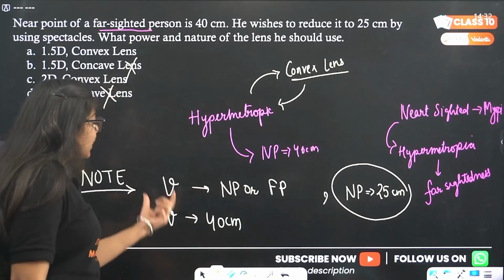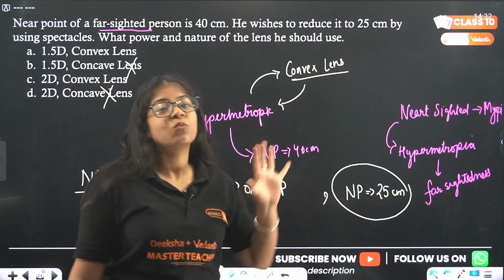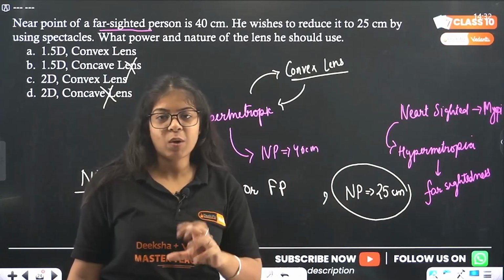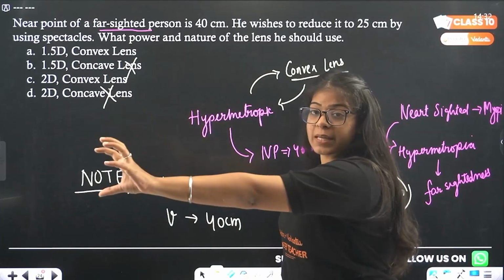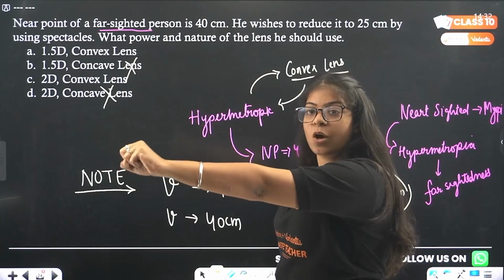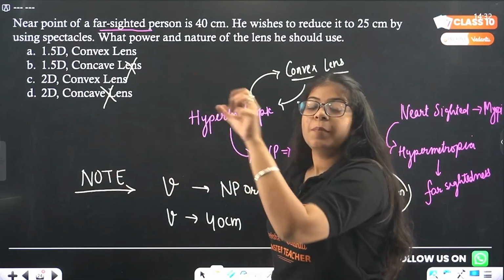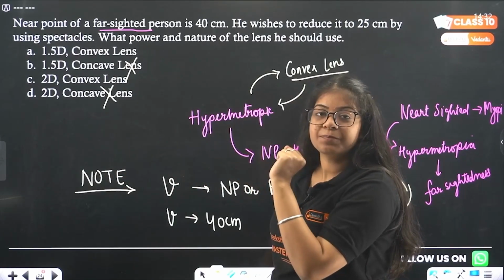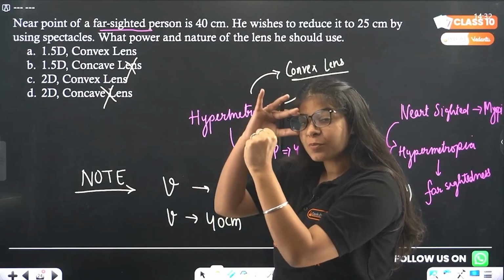Good. So the near point is given as 40 centimeter. The near point he wants is 25 centimeter. Now understand this. What does he want? This is the object, placed at 40 centimeter. He can see it, but at 25 centimeter he can't see it. So when you place an object at 25 centimeter, what will his specs do?